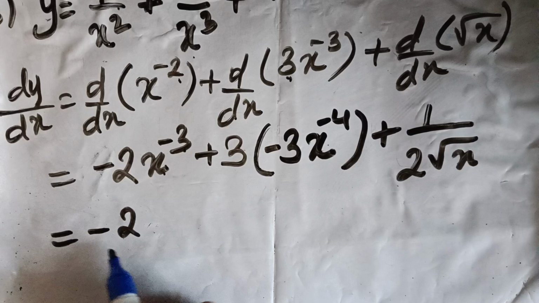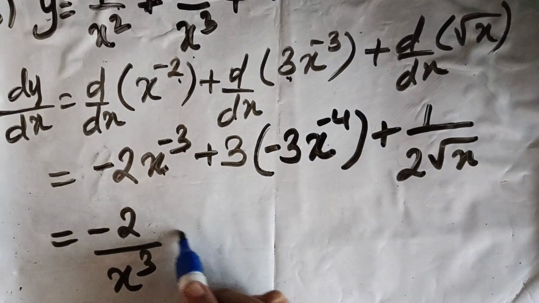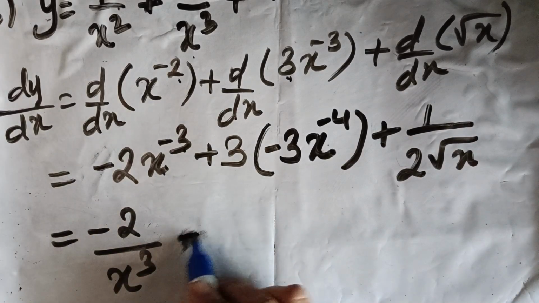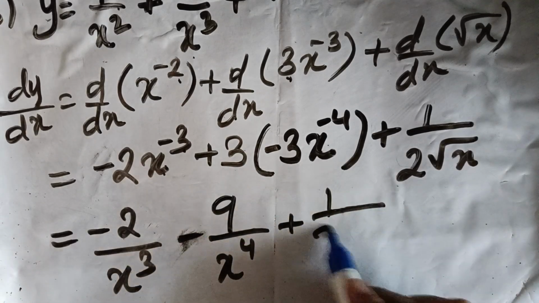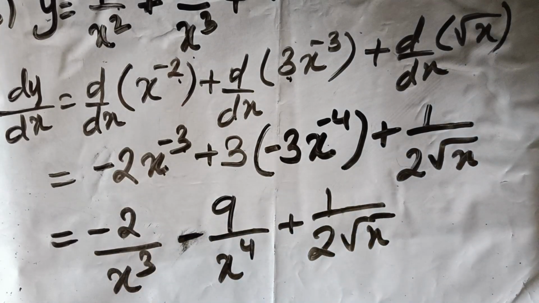So x to the minus 3 is x cube. Minus 3 3s are 9, x to the 4. Okay.